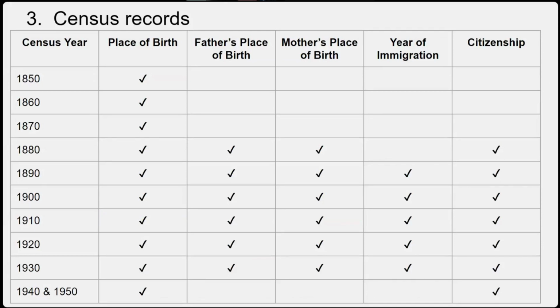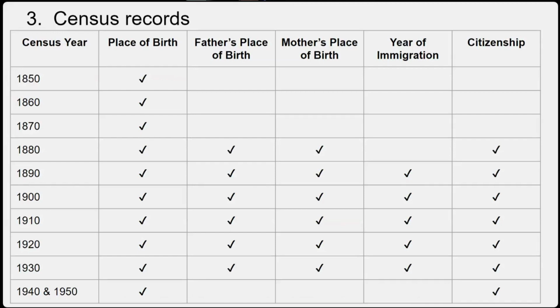1850 was the first year that the census asked place of birth. 1870 also asked whether parents were of foreign birth. 1870 through 1930 asked the place of birth of both parents, and 1880 through 1950 asked about citizenship status. The 1900, 1910, 1920, and 1930 federal census asked, is the household member naturalized? And the 1920 federal census asked for the specific year of naturalization.